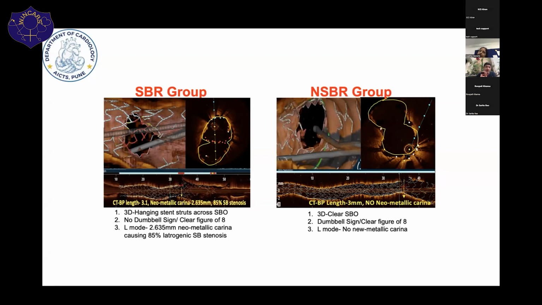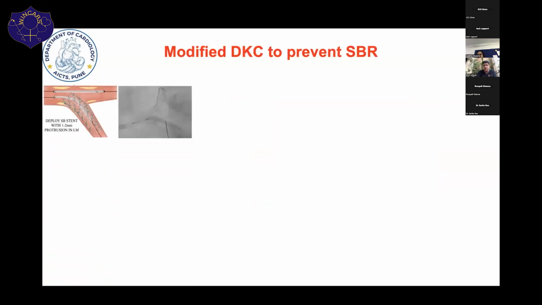So we cannot control our side branch distal reference diameter, but we can improve our side branch stent expansion, and we can also improve the length of the neometallic carina. So based on the findings of our study, we have designed this modified DK crush to improve the side branch outcome.